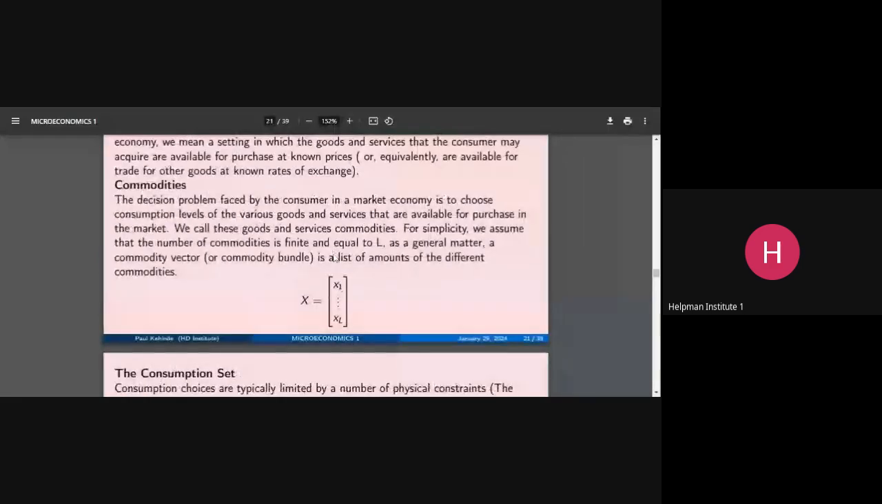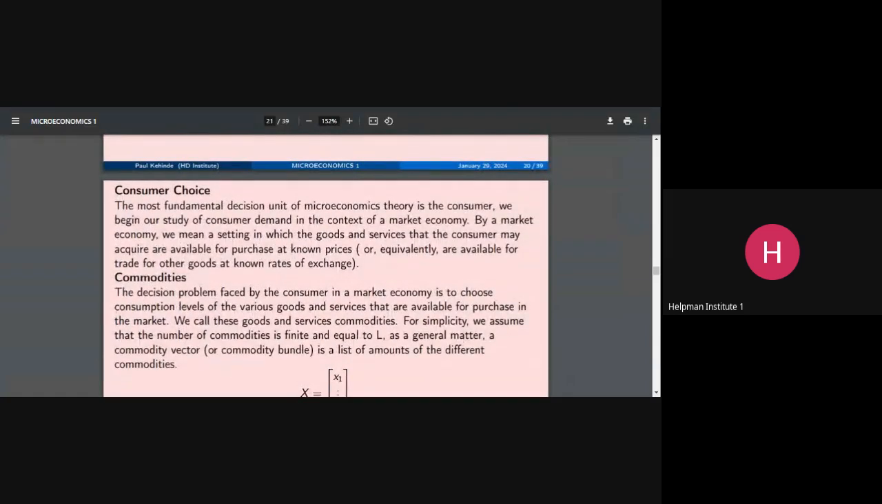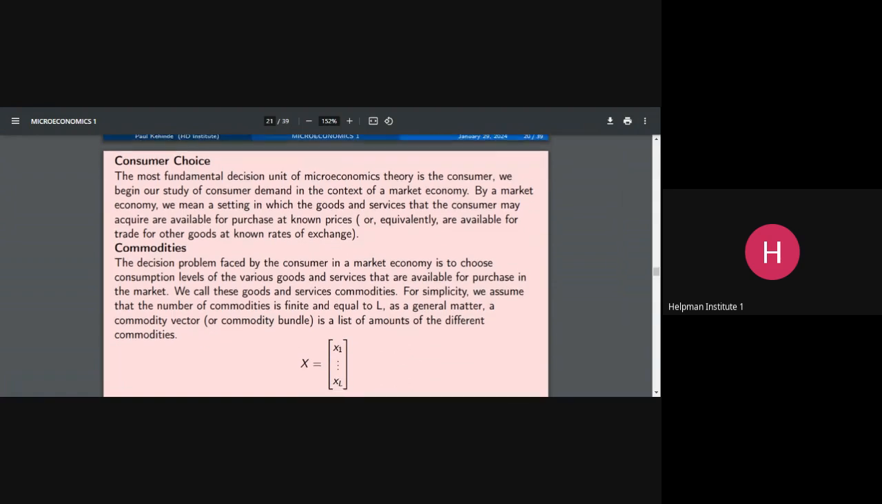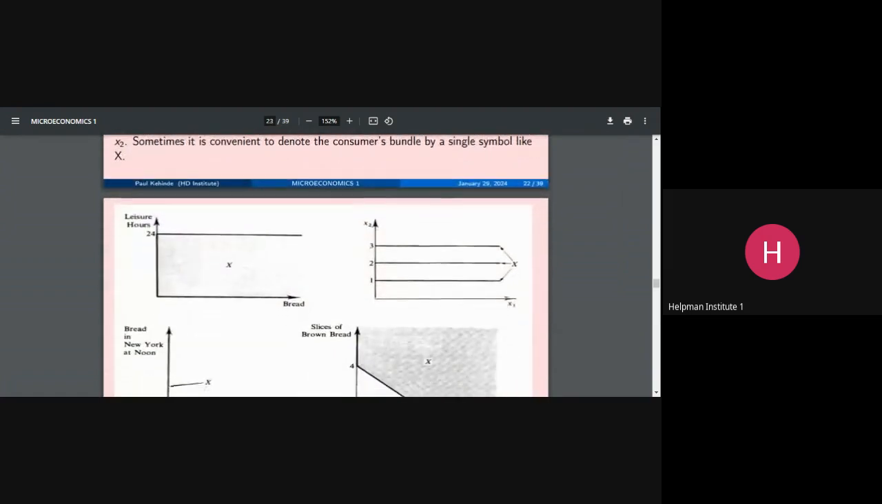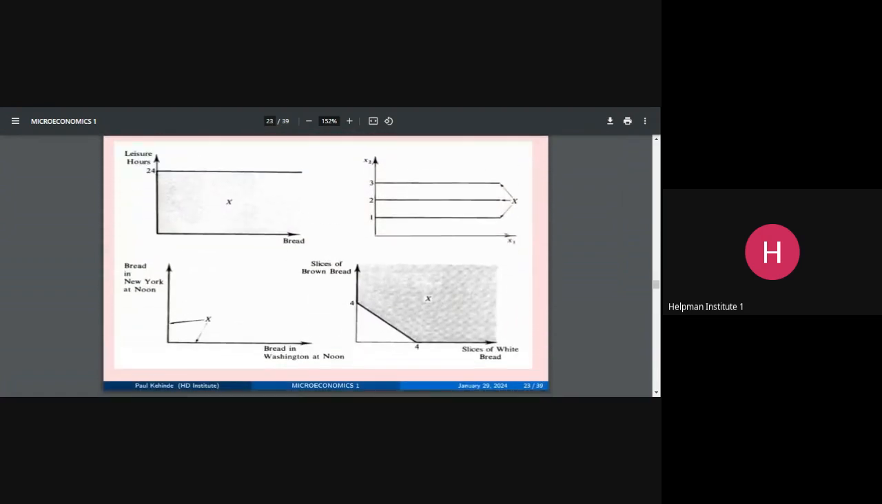So in that regard, we look at some terms which include the commodity. All right. So it's just a set of preferences. So we also look at the consumer sets. The consumer sets are mainly affected by some physical constraints. So in this graph, we look at some physical constraints that are visible to our consumers when they make their choices.